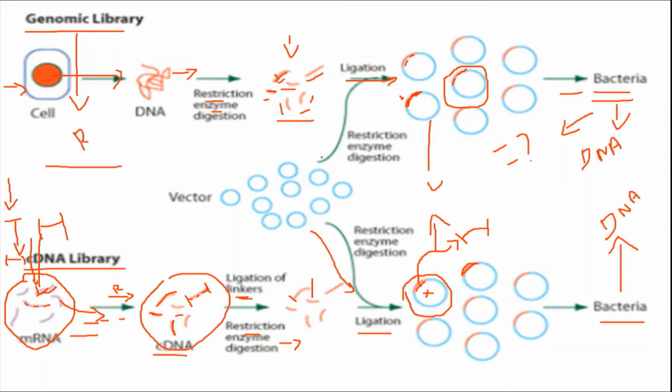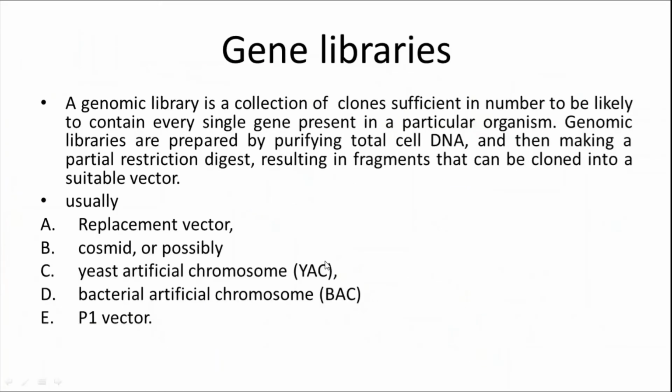But coming to here, I already told you gene libraries are of two forms. Genomic library is one form, another form is cDNA library. Every single gene present in a particular organism may be collected in the vector. It's called a genomic library, prepared by purifying the total DNA. Cells are digested, partially digested, and the resulting fragments can be cloned into a suitable vector.